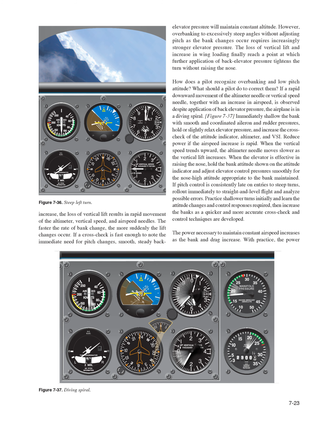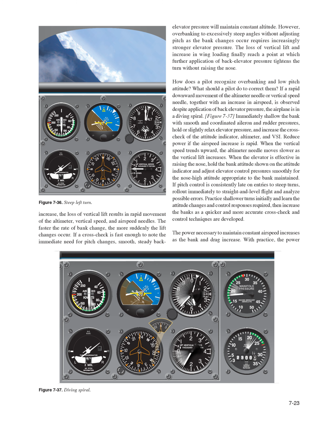How does a pilot recognize overbanking and low pitch attitude? What should a pilot do to correct them? If a rapid downward movement of the altimeter needle or vertical speed needle, together with an increase in airspeed, is observed despite application of back elevator pressure, the airplane is in a diving spiral.